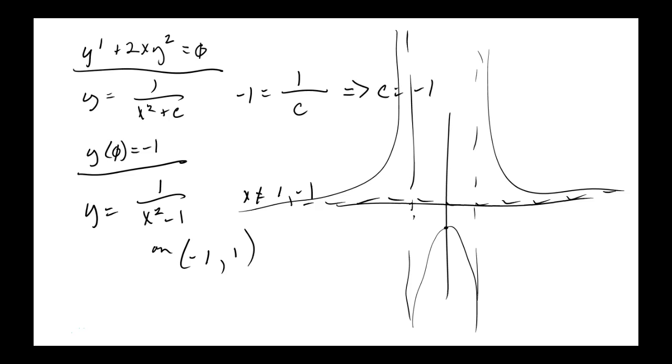For c's that are positive, it could be defined everywhere, because positive c will be defined everywhere. But if that c comes out being a negative number, you're going to have limitations, and your initial condition is going to be the thing that determines that.